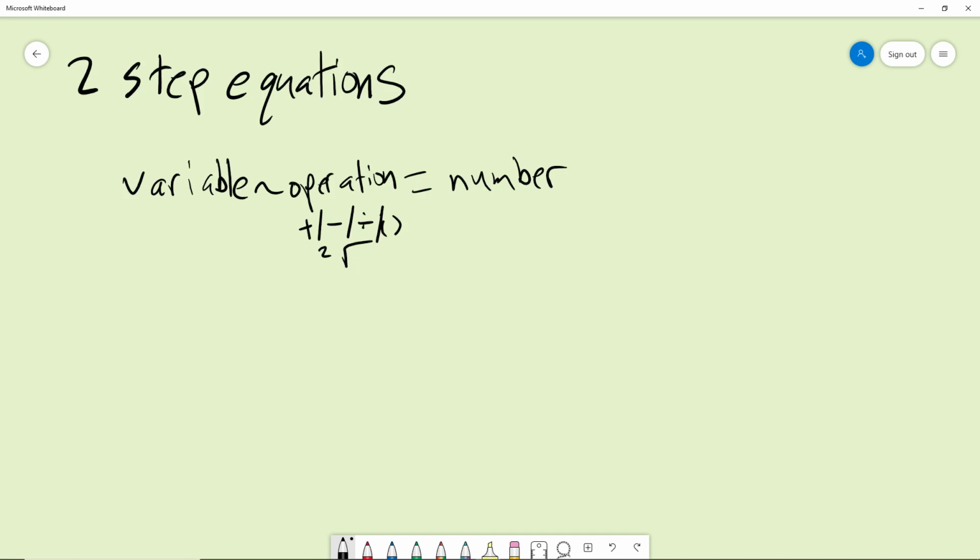Now, we're going to have a little bit more besides just one operation. Before, we just were like, alright, we're going to do the opposite. Bam. Opposite other side. Cancel out. Good to go. Variable. Now we're going to have two things to do.